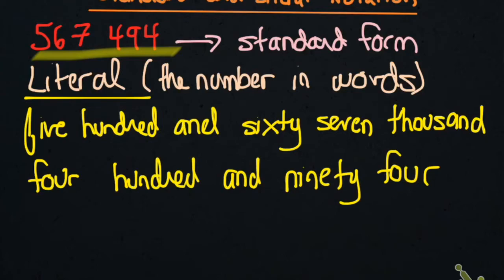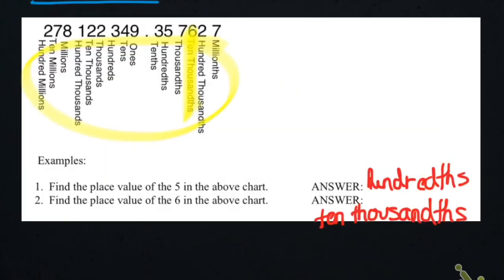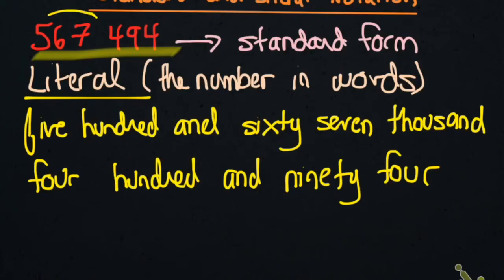Now, if you're not sure how to actually say the word, that's what place value is for as well. So we are in the hundred thousands in the number that I gave you, so we're in that column, the hundred thousands column. And so I know that it's basically the number 567,494. That was easy. What happens if I gave you one with decimals?